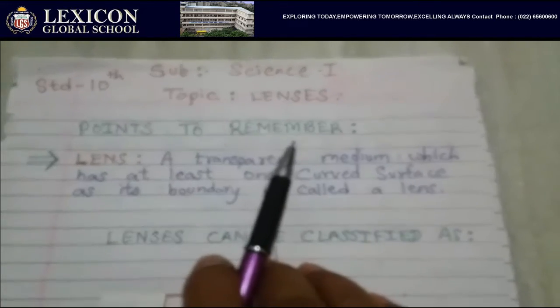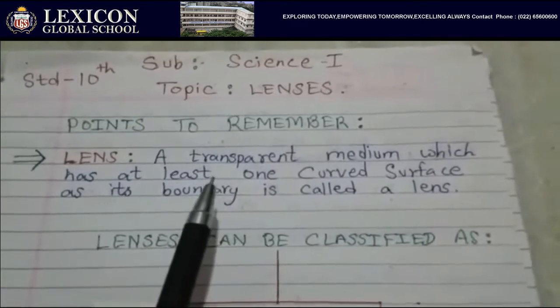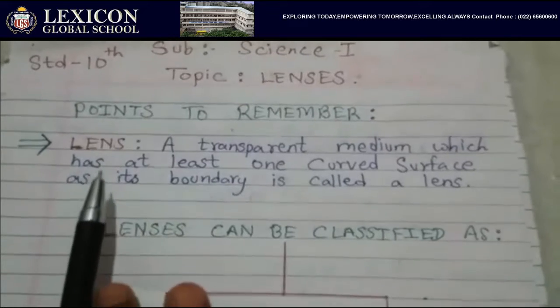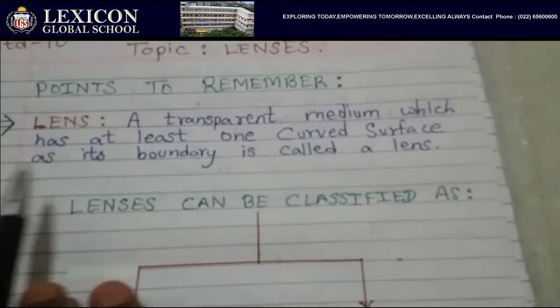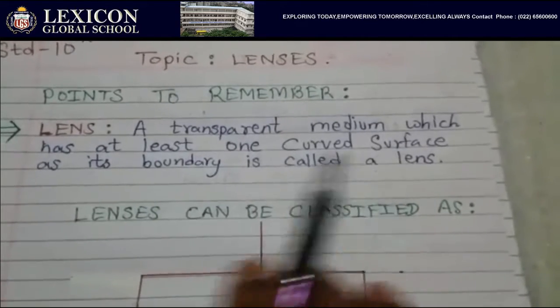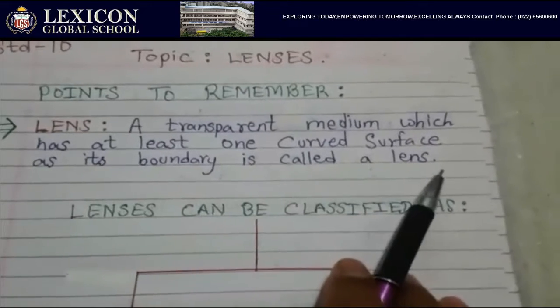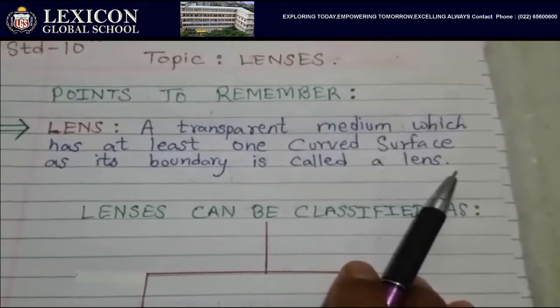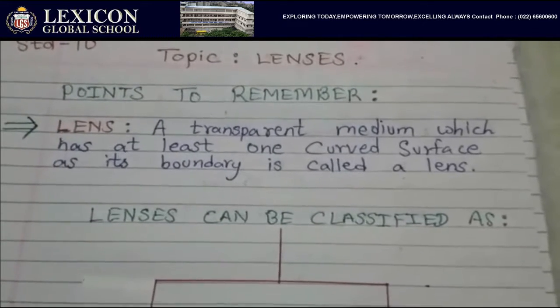Now, some points are to be remembered before starting this chapter. Some points are necessary to remember. Now, what are lenses exactly? A transparent medium which has at least one curved surface as its boundary is called a lens. You all know two lenses are there, concave lenses and convex lenses.